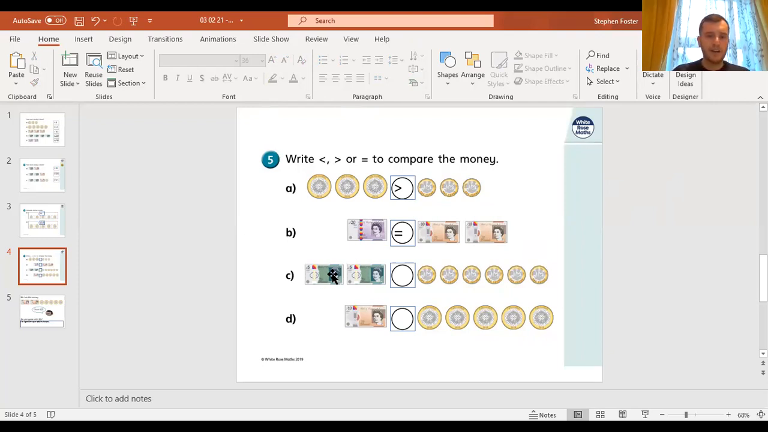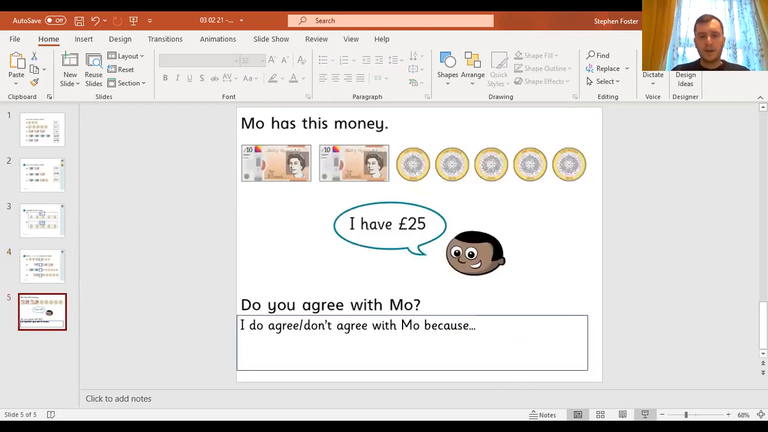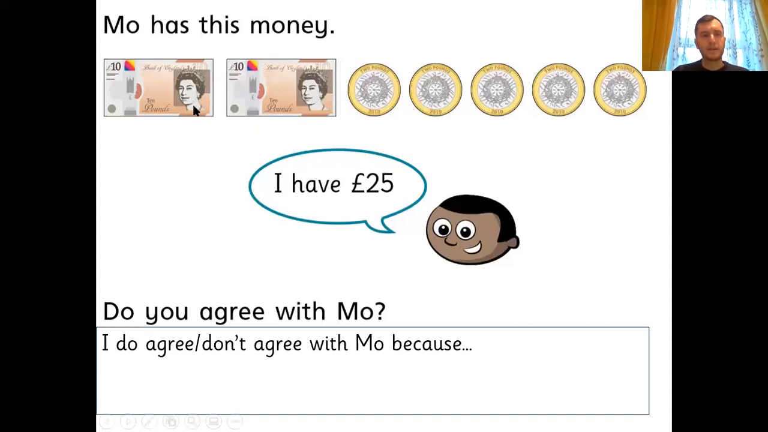The next one, we have 2 £5 notes. Now I know that's £10. And then we have 1, 2, 3, 4, 5, 6 £1 coins. Now I know that £10 is greater than 6 £1 coins. So £10 is greater than £6. And the last one, we have a £10 note and 1, 2, 3, 4, 5 £2 coins, or 2, 4, 6, 8, £10. Oh, so they are both the same because a £10 note is equal to the same amount in coins.